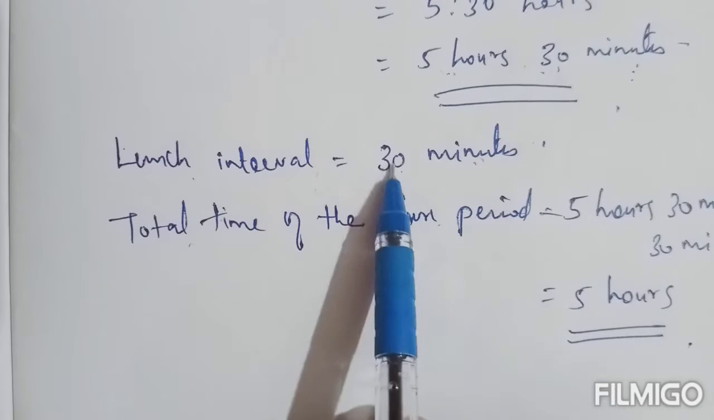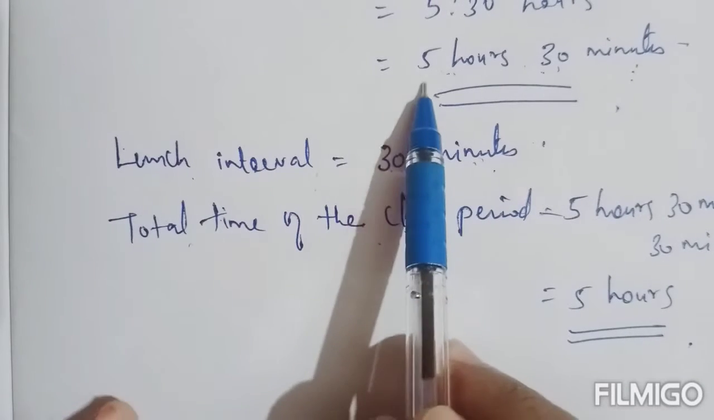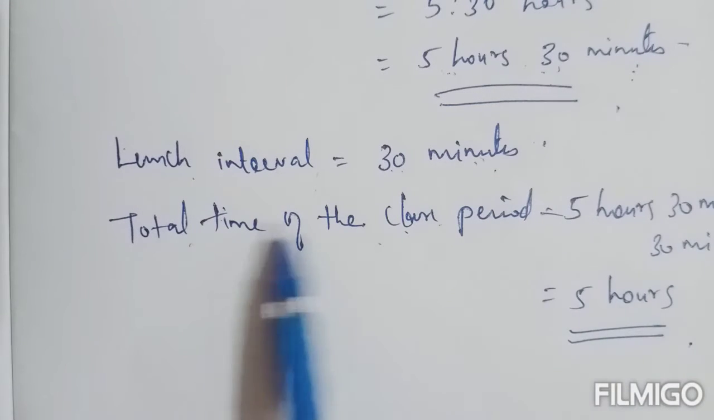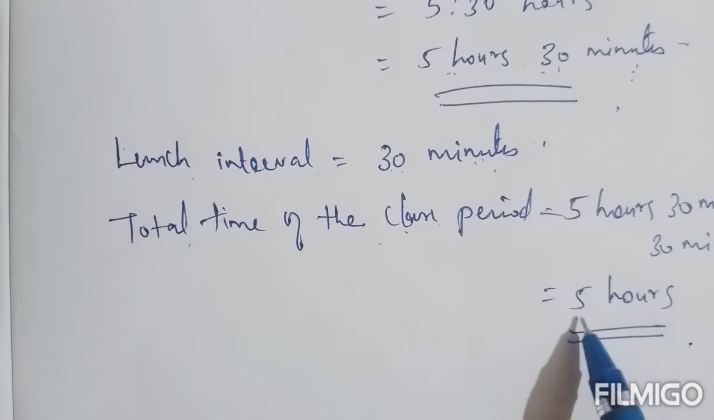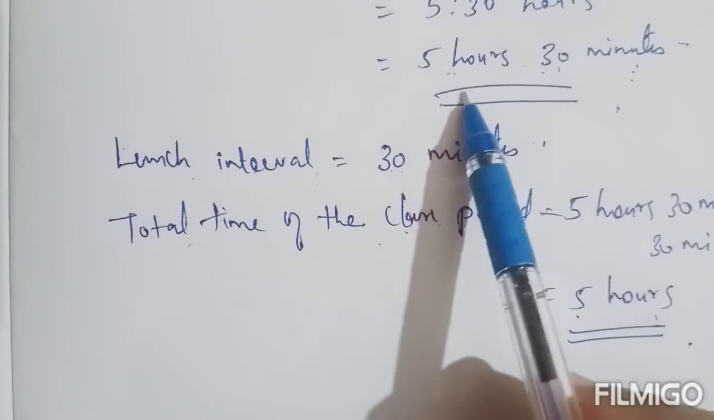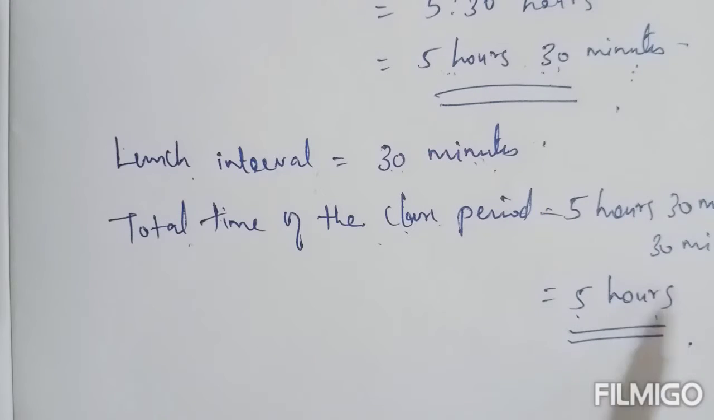And the lunch interval is 30 minutes. Total school hours we found as 5 hours 30 minutes. Okay, what is the time for the class period? It is 5 hours. The lunch interval is 30 minutes. That is how the total school hours comes to 5 hours 30 minutes.